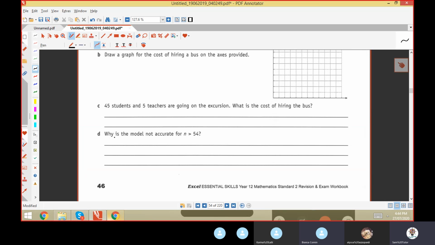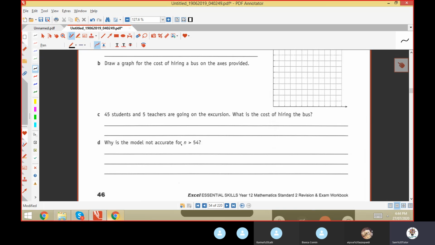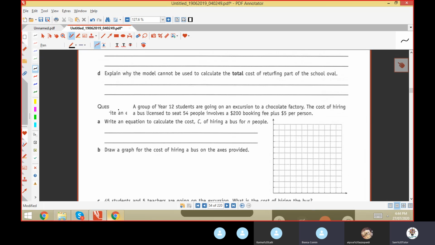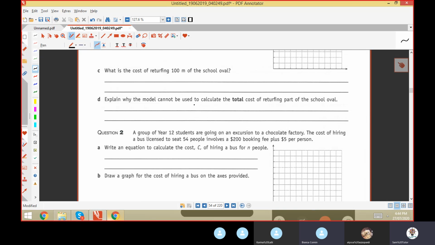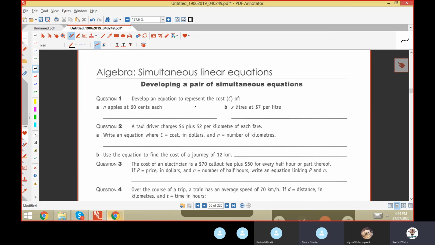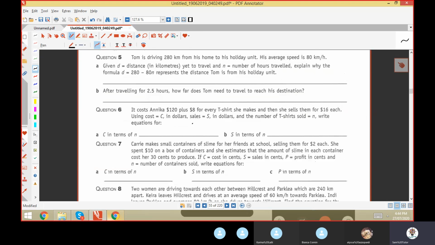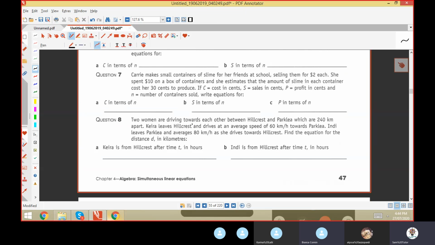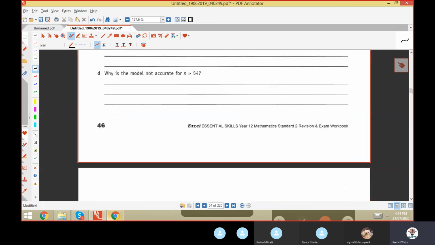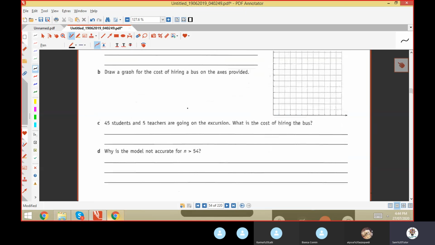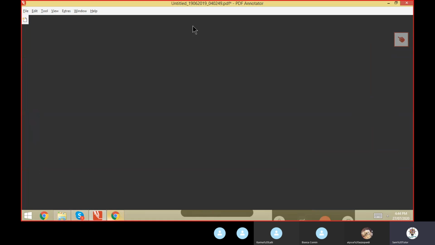Oh, there you go, see, there's my question: why is the model not accurate? Which we'll get to in a second. Maybe we'll do question 2: explain why this model cannot be used. There you go, there's another one. Question 2, but we'll do that. I just want to make sure these are all the same. Very good break-even analysis. All right, let's do question 2. If that's okay, then we'll move on.